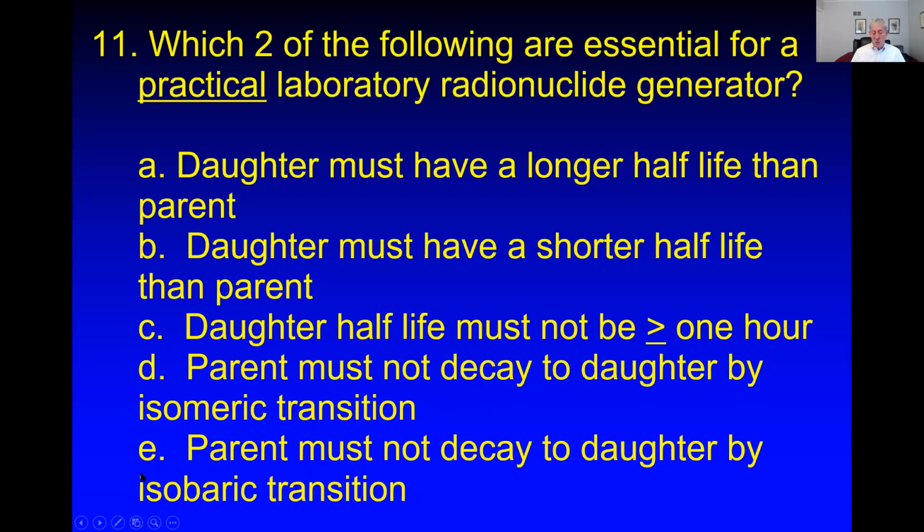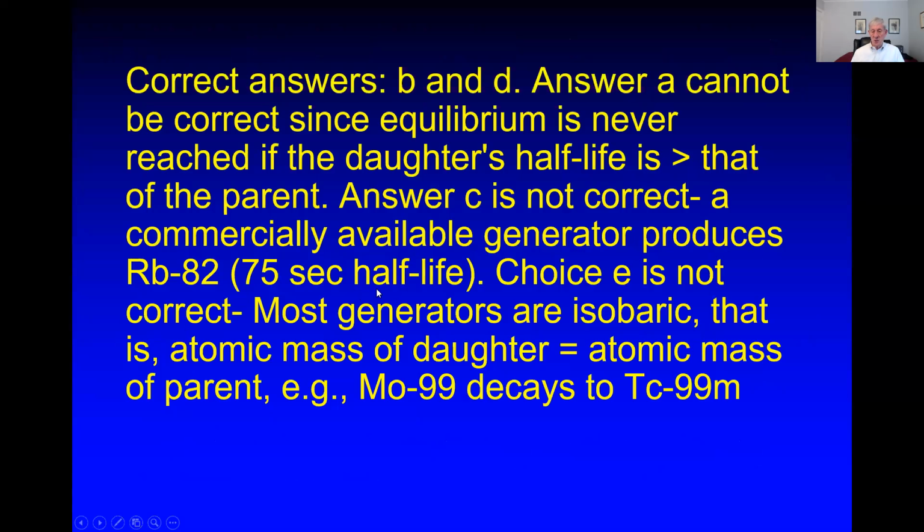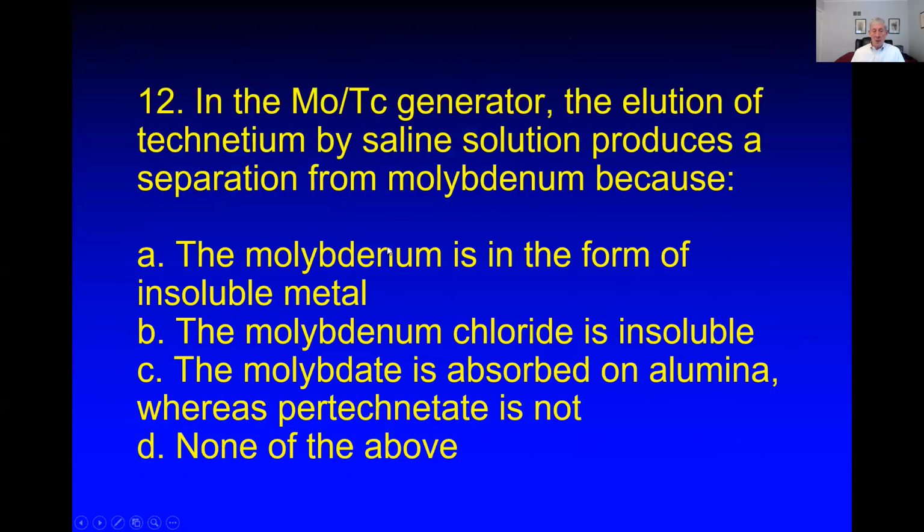You'll recall isobars have a constant A number, a constant mass number. And so what do we have? We have molybdenum-99 decaying to technetium-99m. The mass number is the same. That is an isobaric transition. So the correct answers would be B and D only. And there's your explanation of that. Okay. What helps to affect the separation of the technetium from the molybdenum?